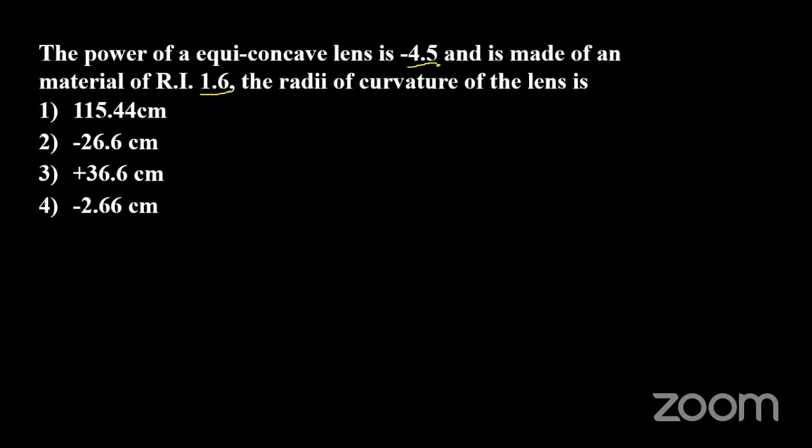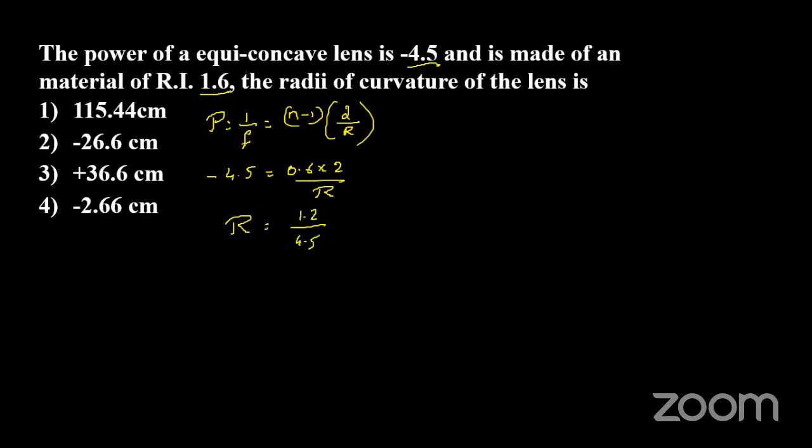If they ask for the radii of curvature, power is the reciprocal of focal length. For an equiconvex lens, it will be (n minus 1) into 2 divided by r. The power is given to be 4.5, the negative sign is there, I will write 4.5. Here 0.6 into 2 divided by r. R will be 1.2 divided by 4.5. So let us do 1.2 divided by 4.5.